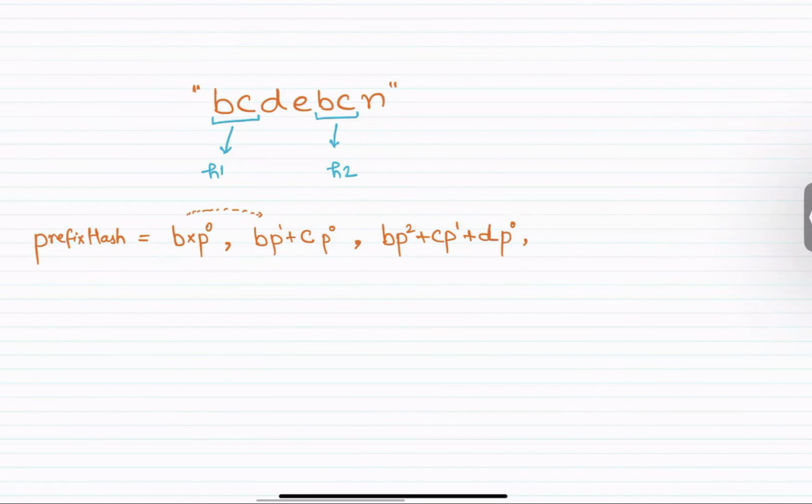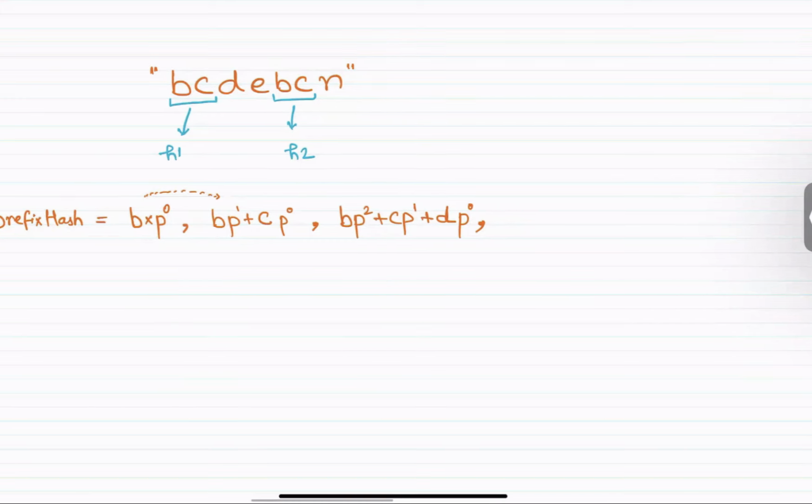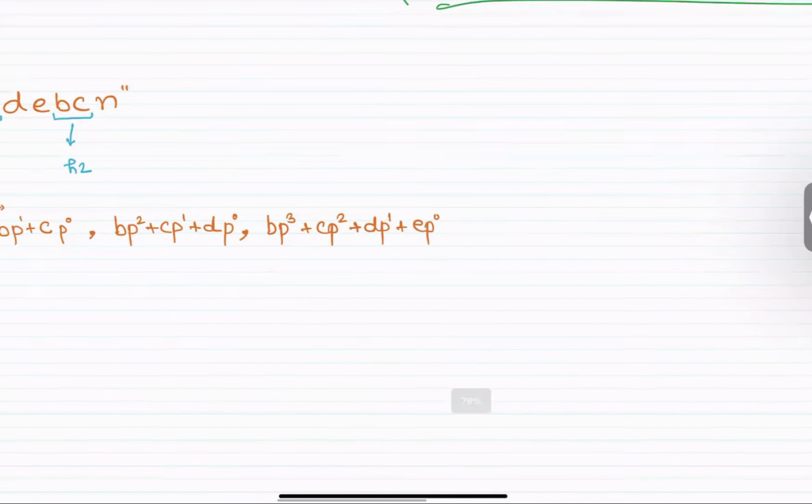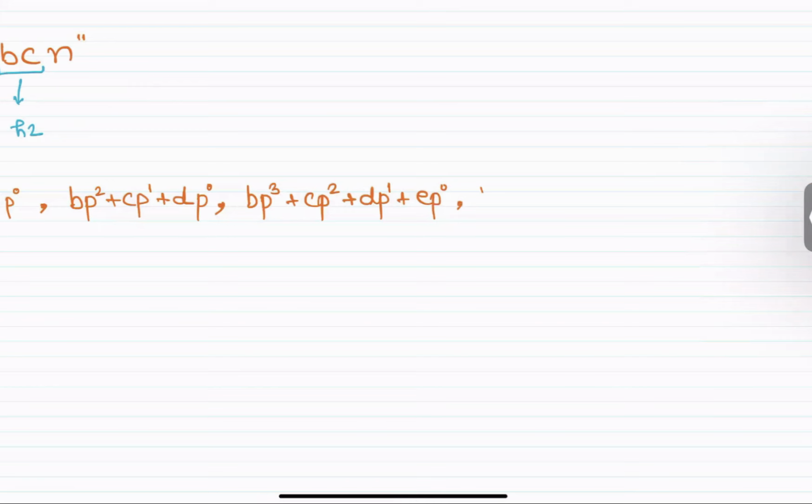Okay, next value: B P cube plus C P square plus D P1 plus E P0. Okay, let's write the next few also because they will help us visualize something really good. B P4 plus C P3 plus D P2 plus E P1 plus B P0.